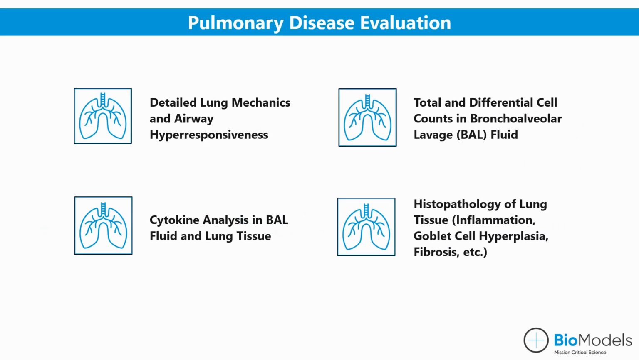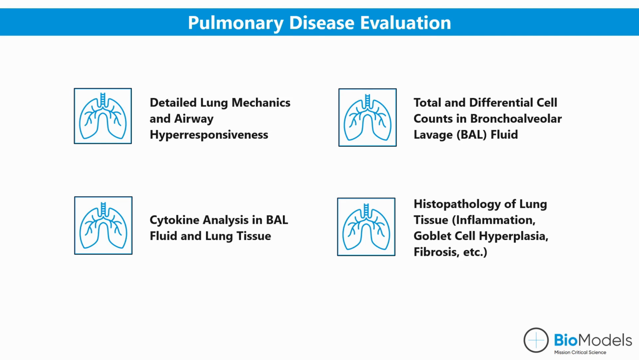So we assess pulmonary diseases in a number of different ways. We look at lung mechanics and airway hyperresponsiveness. We look at bronchoalveolar lavage fluid, both the cellular components as well as cytokines within that fluid, as well as in lung tissue. And we often look at histopathology as well for the lung tissue. And the stains that we're using to assess disease will vary a bit based on the specific disease that we're looking at.